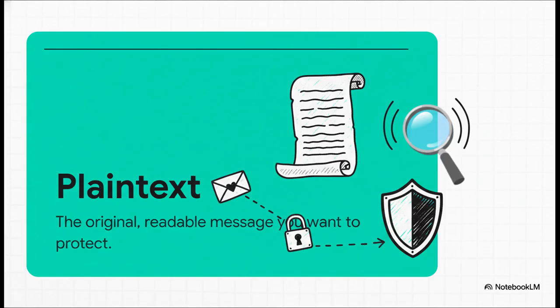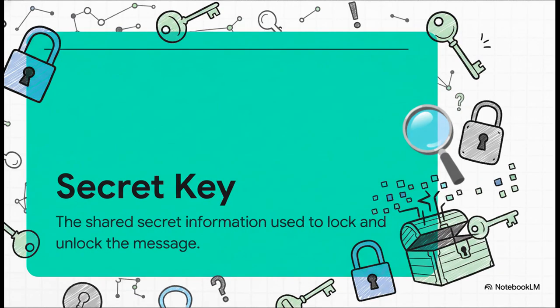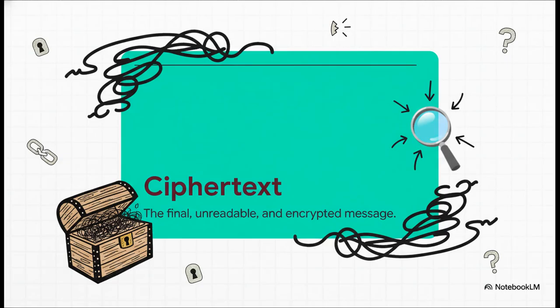Easy enough, right? Next up, and honestly, this is the most important piece of the puzzle, is the key. The key is that shared secret. It's the special piece of information you use to both lock the box and later to unlock it. It's the one thing that separates your friend from literally everyone else in the world. No key, no message.